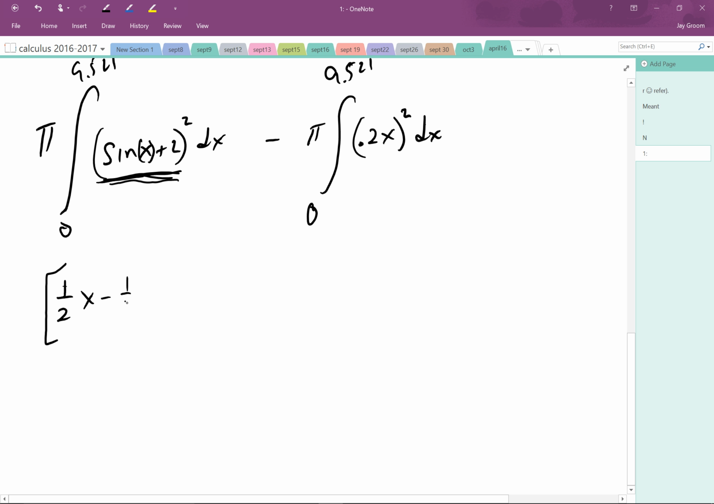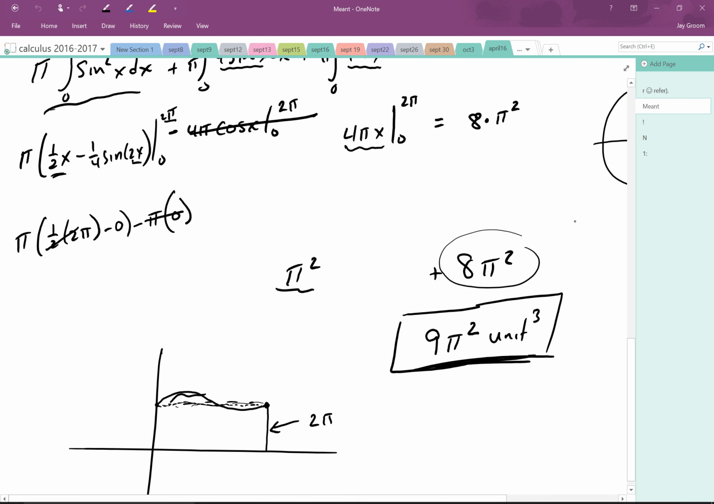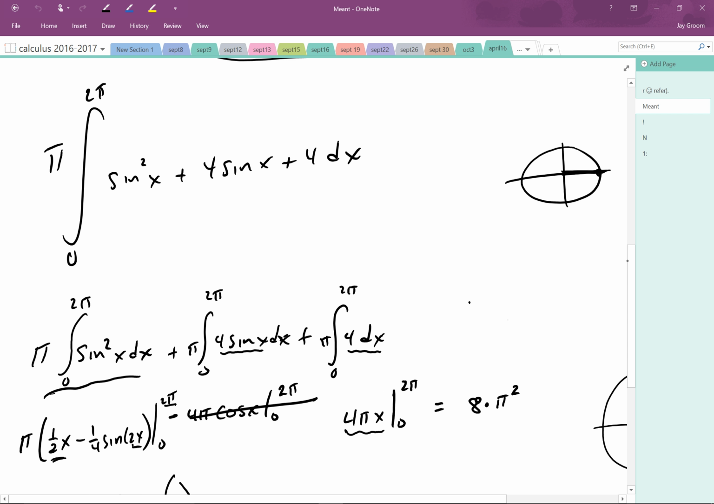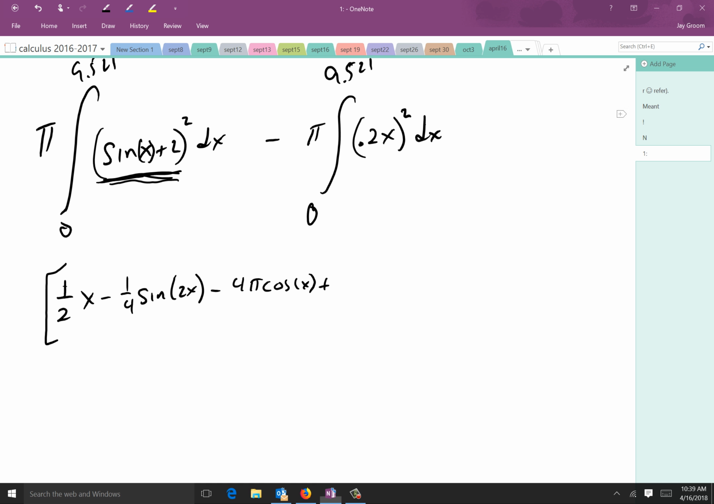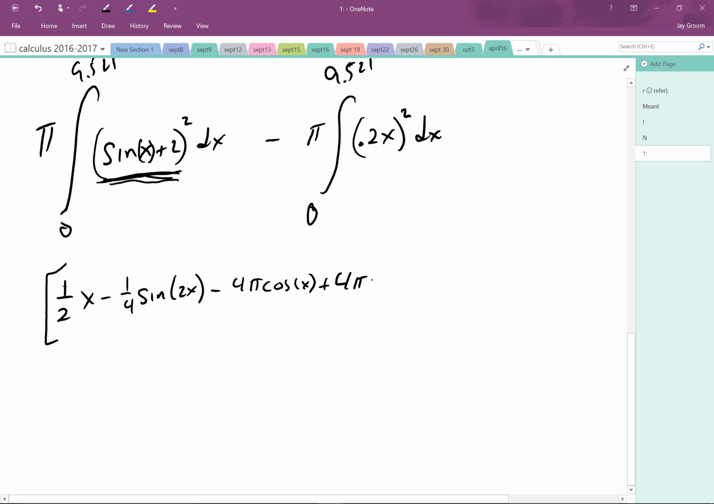So there's this part right here, plus a quarter. And then what was the rest of it? Back over here, you'll recall there was this part in the middle, which was minus 4 pi cosine. Yes, minus 4 pi cosine, and then plus 4 pi x. That's right.